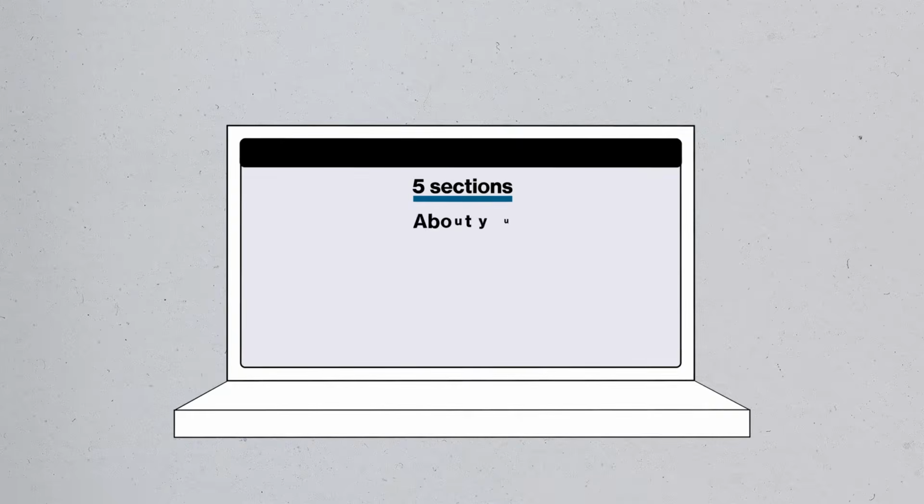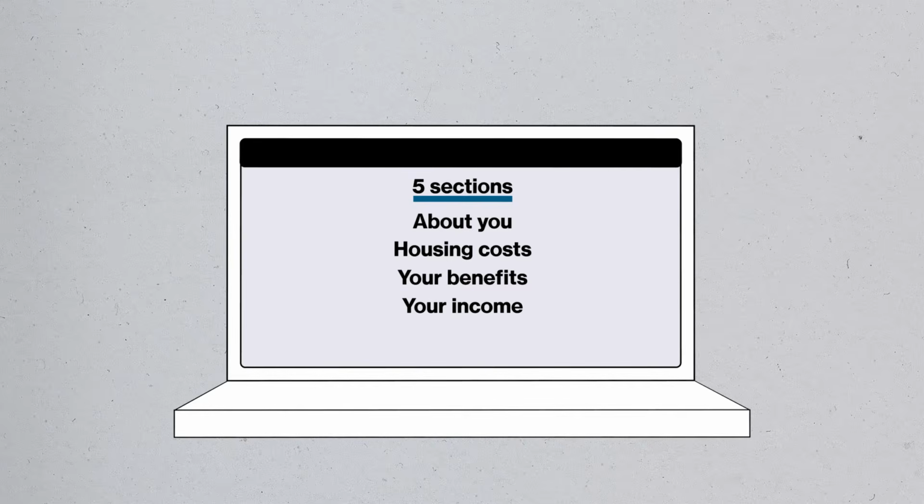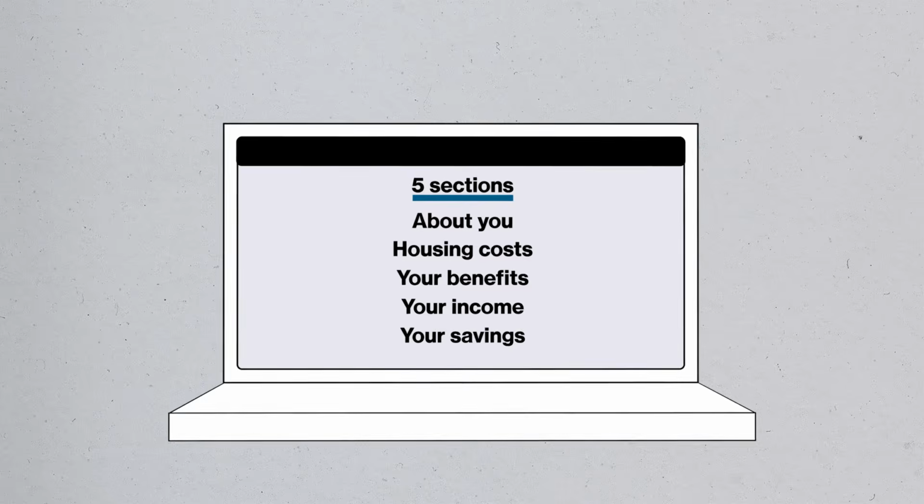The About You section, which asks for details such as your date of birth and the area you live in. The Housing Costs section, which asks about any housing costs that you may have. The Your Benefits section, which asks you about any other benefits you may be receiving. The Your Income section, which asks you for information about pensions and employment income if you have any. And the Your Savings section, which asks you to provide details about any savings or capital you might have.